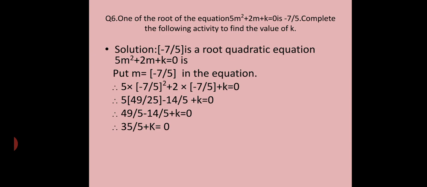Divide here 35 by 5. We get 7. 7 plus k equal to 0. Now we have to write the 7 to RHS. We will get negative. Therefore, k equal to minus 7 is the answer of this activity.